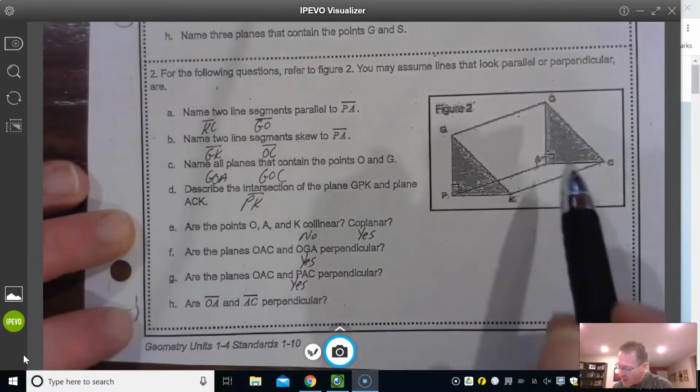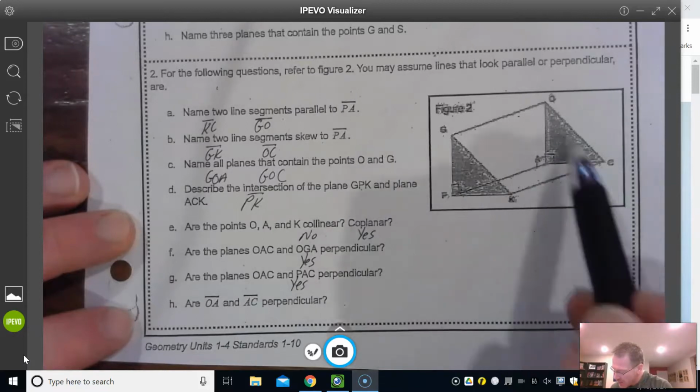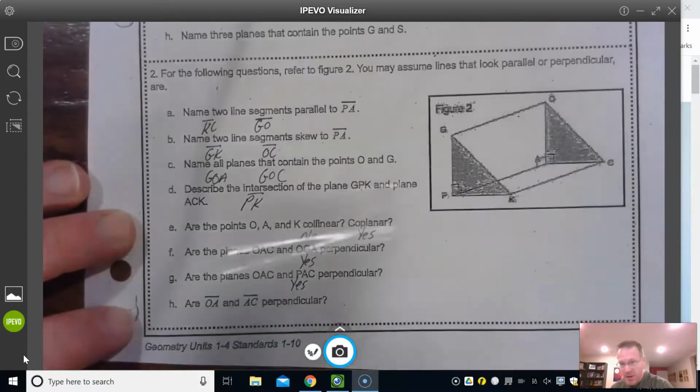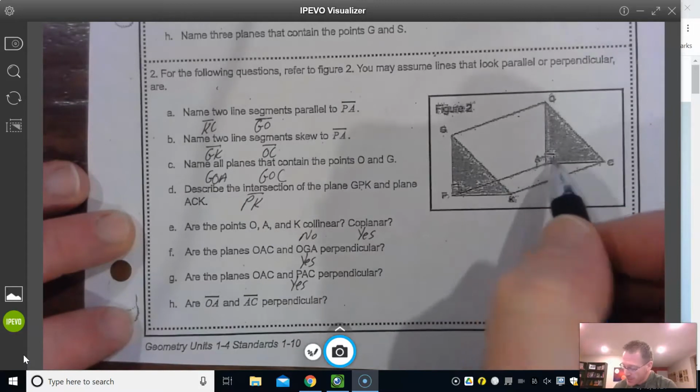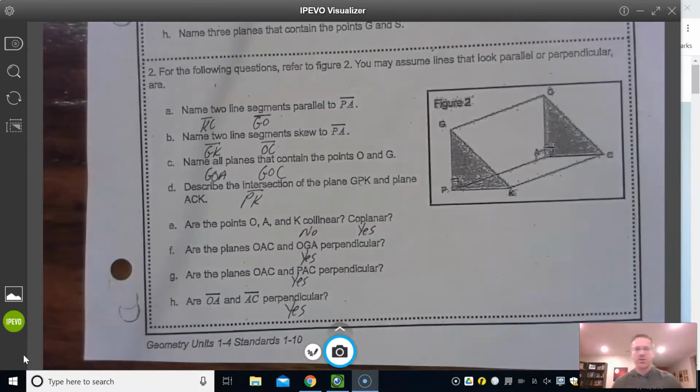So we think about that. Now, our OA and AC perpendicular. And once again, we can see that there is a perpendicular mark there. We have that right angle symbol. All right, so the answer is yes. All right, so there's your introduction to 3D space. So go ahead and wrap up the rest of this lesson, and we'll see you next time.